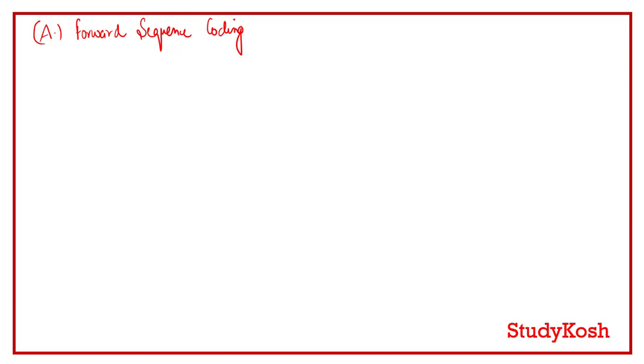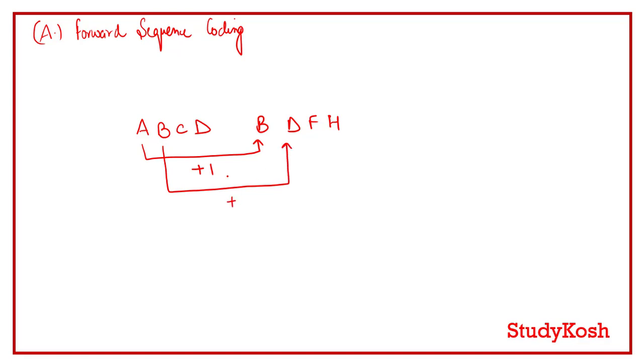For example, you have A, B, C, D. It is written as, let's say, B, D, F, H. So what is happening here? We add 1 to A, then we get B. Then for B we add 2, then we get D. Then for C if we add 3 letters, we jump up to F. Then for D if we add 4 letters, we get this H. So this is how forward sequence coding works.